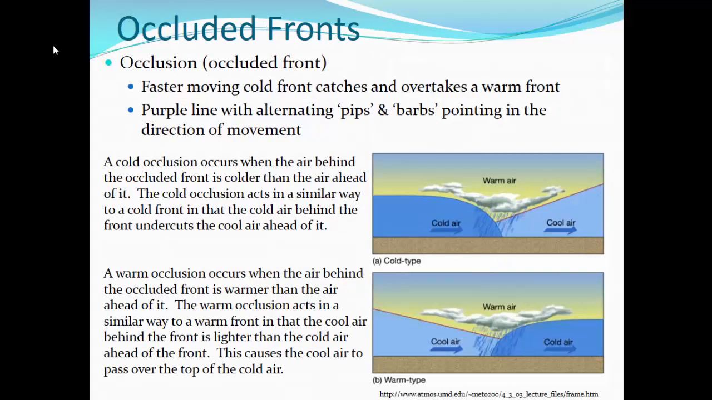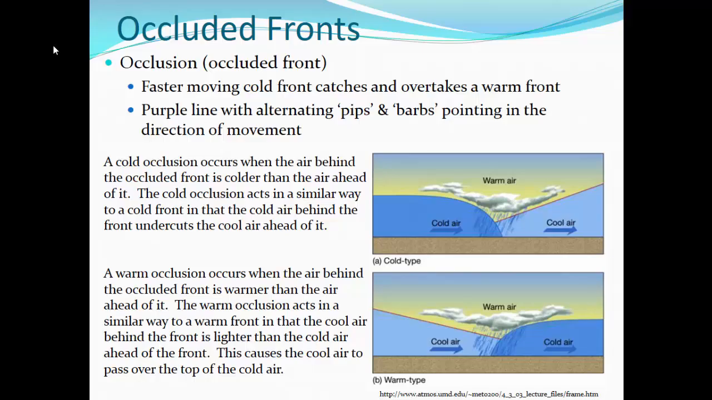Now, throughout the coursework, we have looked at cold fronts and warm fronts, and oftentimes when we've seen mid-latitude cyclones or extratropical cyclones, we've seen that purple front with both the pips and barbs moving in the same direction, but it's purple. And those fronts are known as occluded fronts.